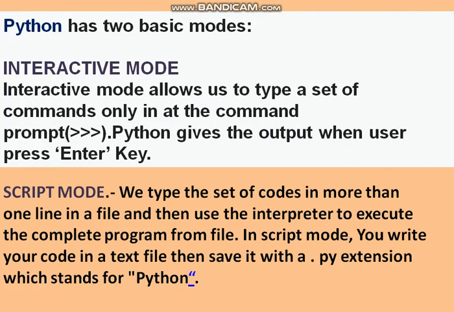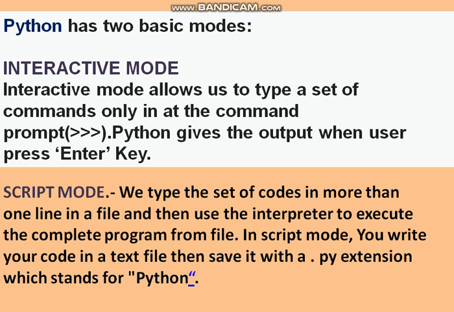Python has two basic modes. Interactive mode. Interactive mode allows us to type a set of commands only at the command prompt. Python gives the output when the user presses the enter key. Script mode. We type the set of codes in more than one line in a file and then use the interpreter to execute the complete program from the file. In script mode, you write your code in a text file, then save it with a .py extension, which stands for Python.